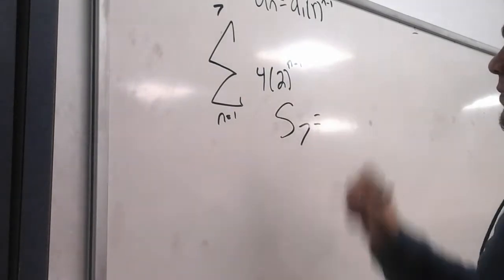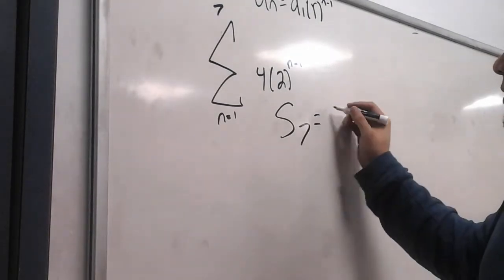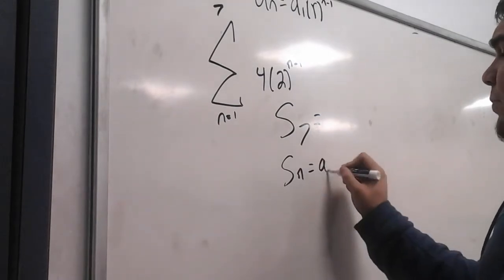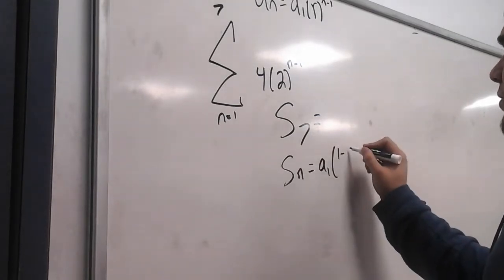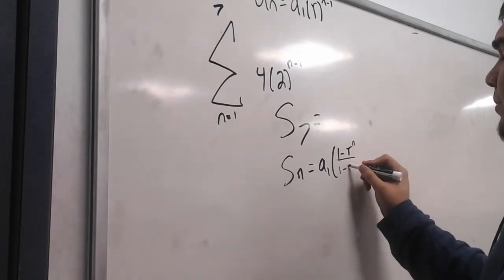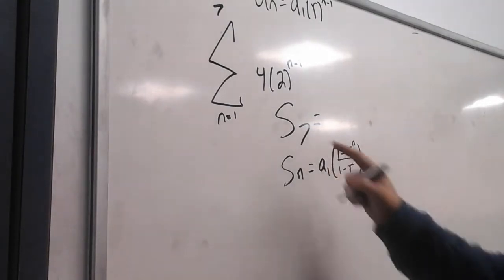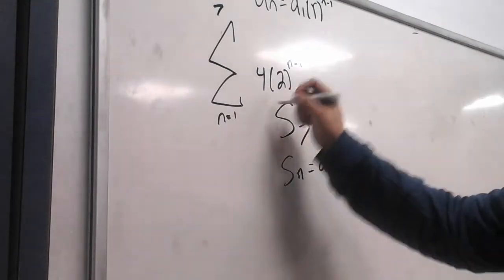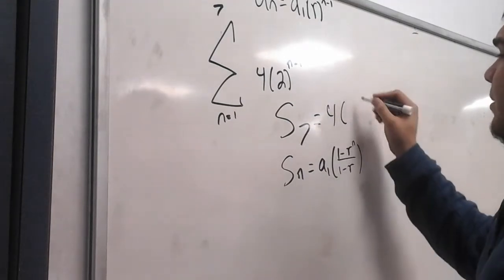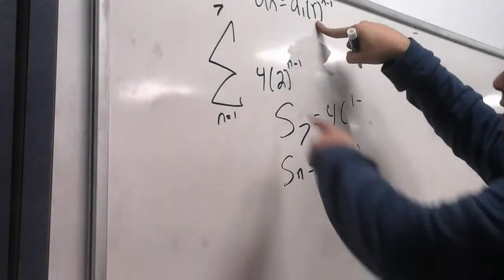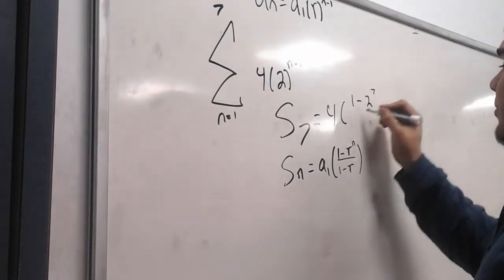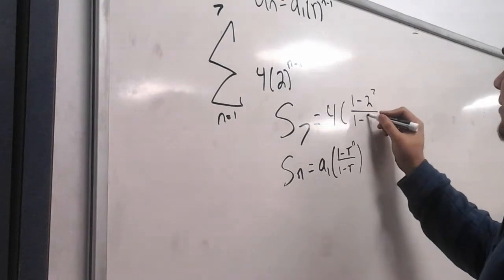S of 7 is going to be the equation. Let me just write the equation right here for everyone. That's going to be A1 times (1 minus R to the n power) over (1 minus R). So S to the 7th: my first term over here matches the first term over here, so it's going to be 4 times (1 minus R, my R is here, 2 to the 7th power) over (1 minus 2).